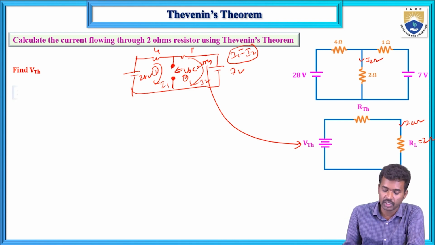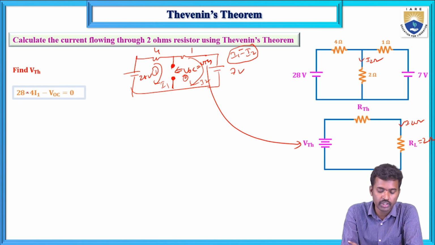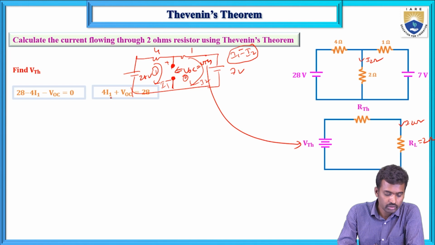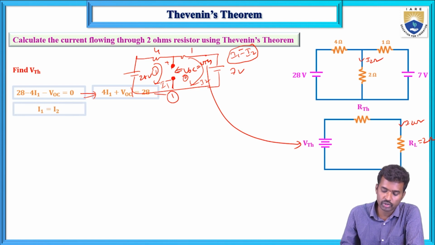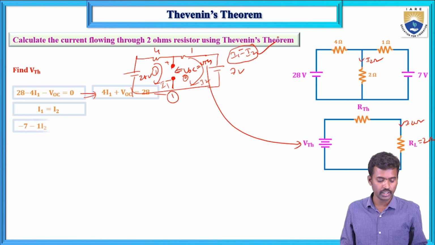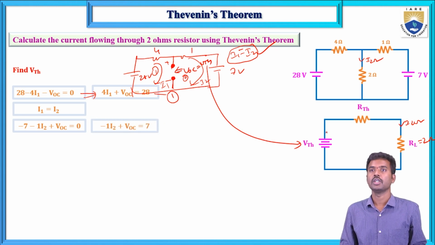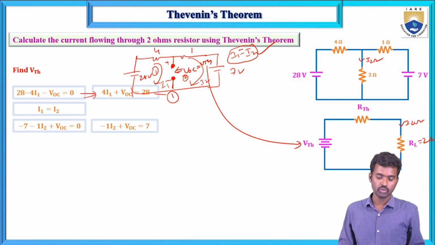Now if you apply KVL in mesh 1: 28, that is the rising voltage, minus 4 I1 minus VOC equals 0. Now simplifying, 4 I1 plus VOC equals 28. That is equation number 1. And with I1 equals I2, the second equation is 7 minus 1 into I2 plus VOC equals 0. The simplified equation is minus 1 I2 plus VOC equals 7.